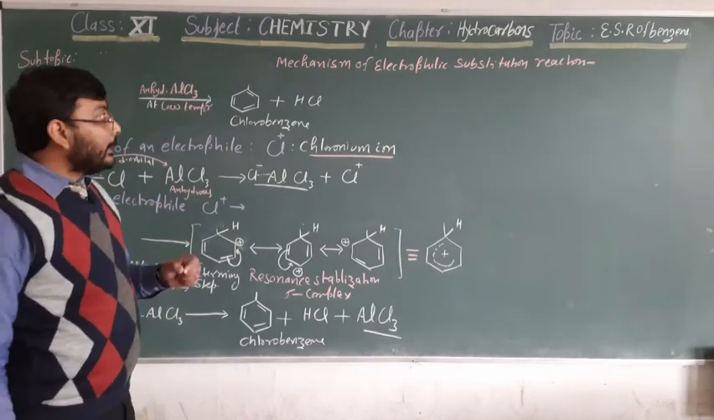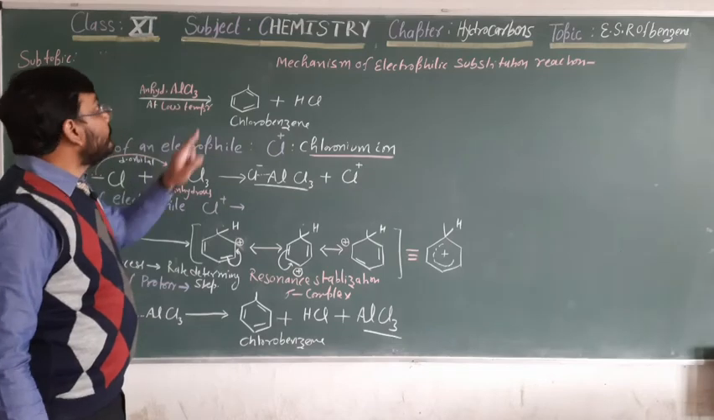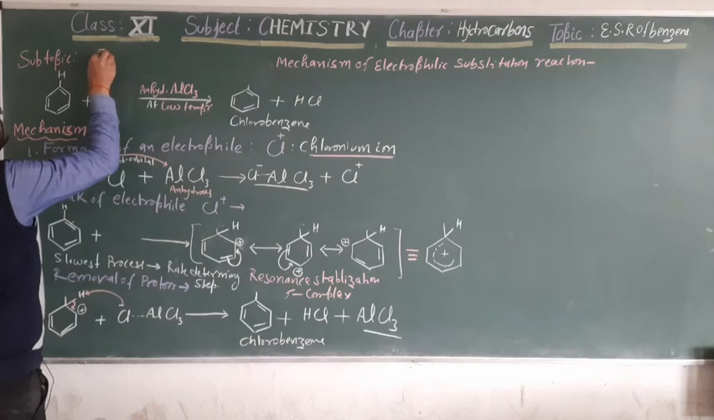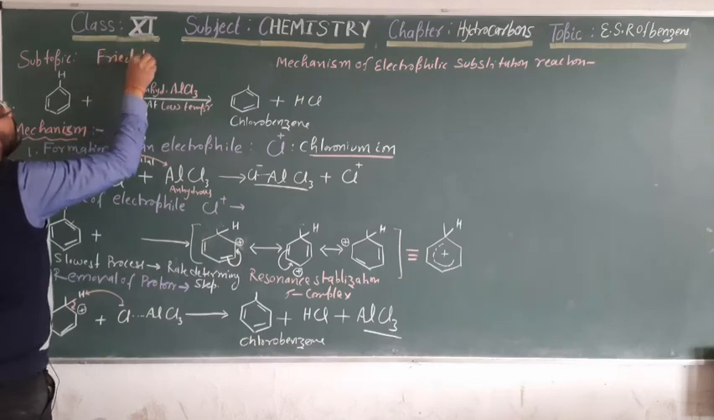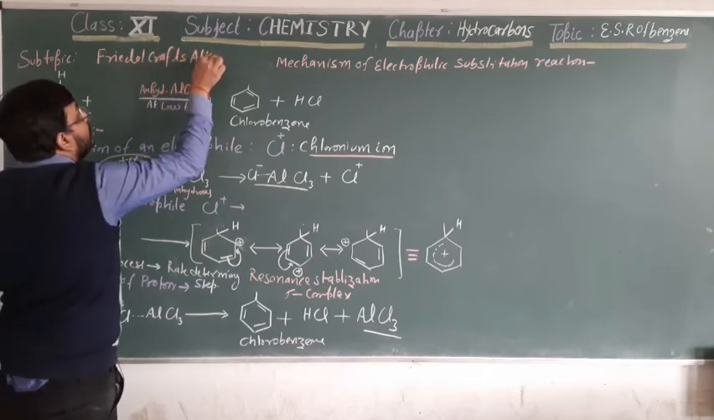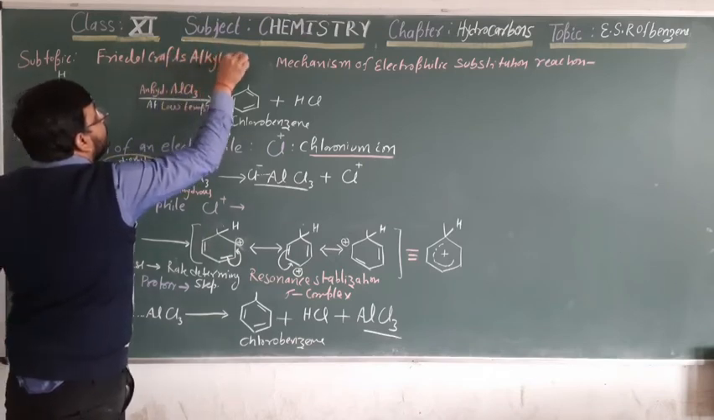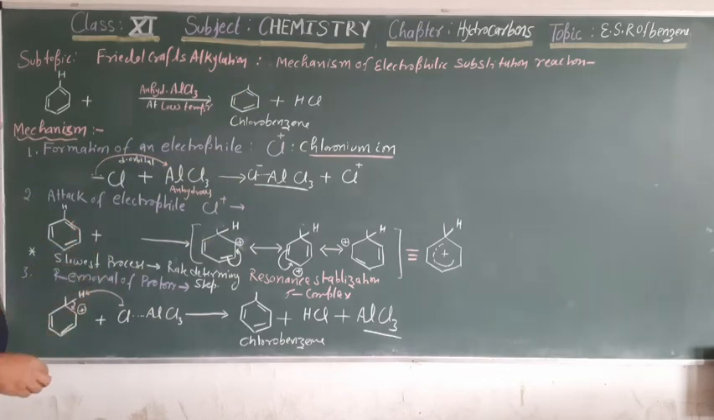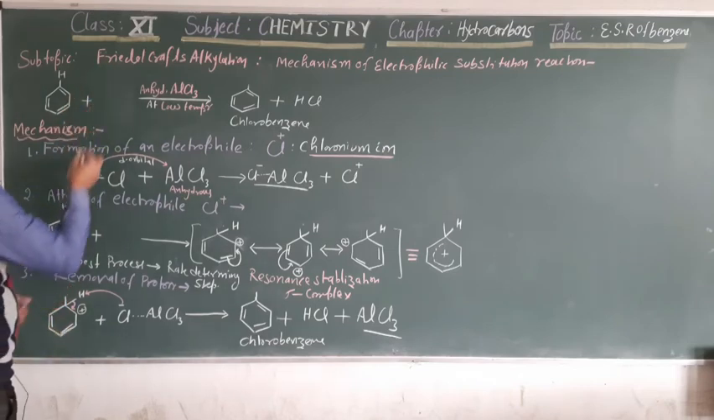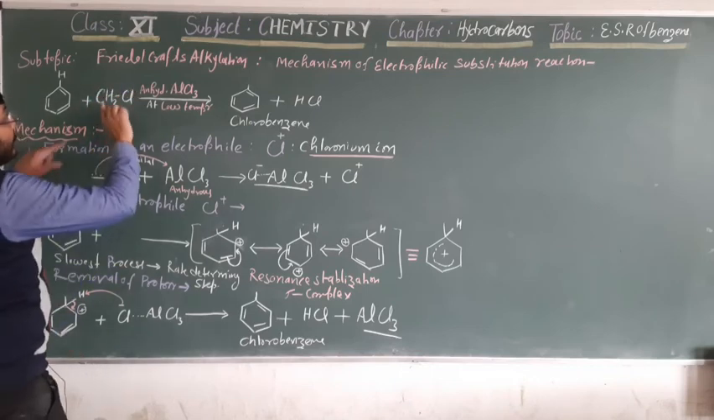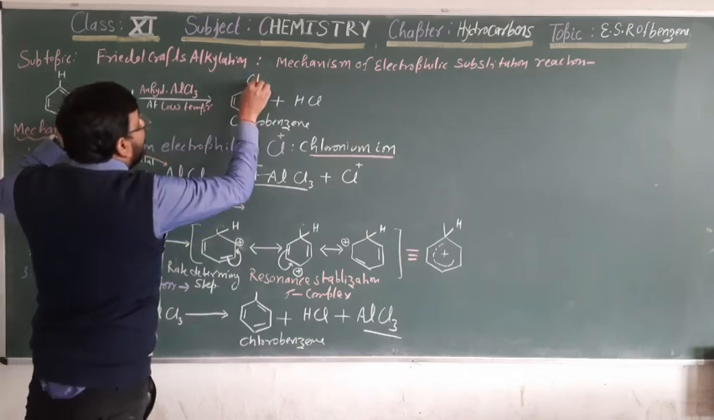Let us see here. The next example is alkylation, we call it the Friedel-Crafts alkylation. The whole process is similar to halogenation, I mean chlorination. So here we take CH3Cl, then the electrophile that is formed here will attack.